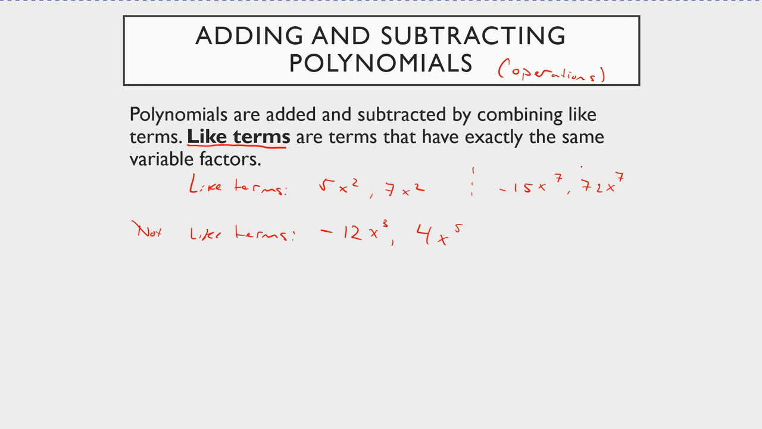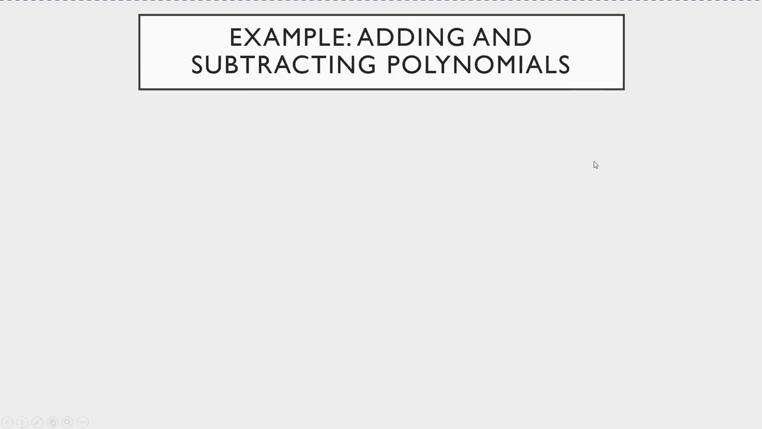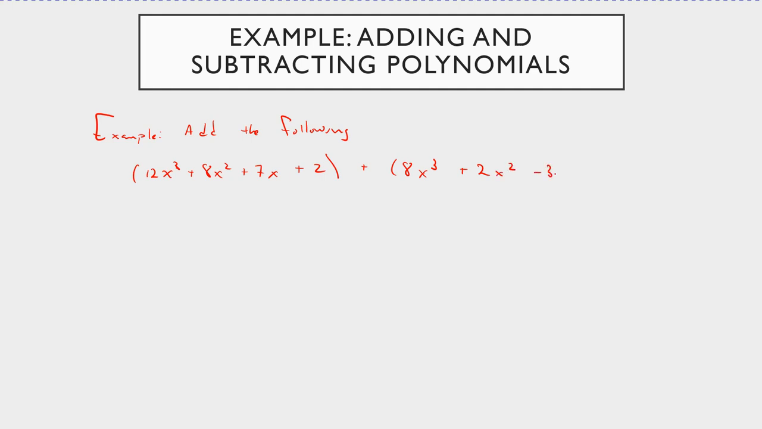So what we can do then is add and subtract the coefficients of these like terms to combine them. Let's do an example of adding and subtracting. Here is the first example. Let's add the following. Let's take 12x cubed plus 8x squared plus 7x plus 2, and let's add to it 8x cubed plus 2x squared minus 3x minus 15.